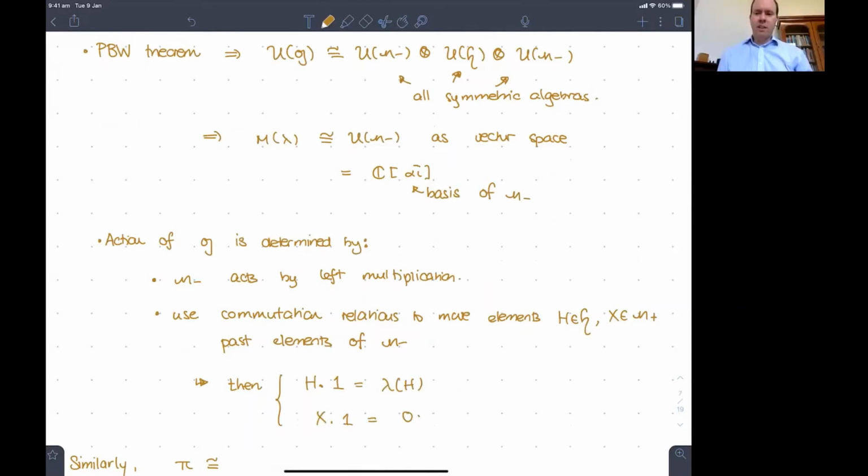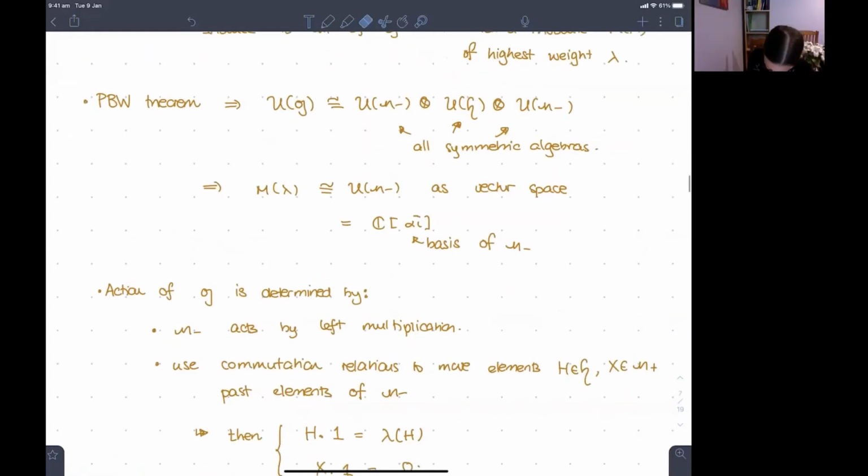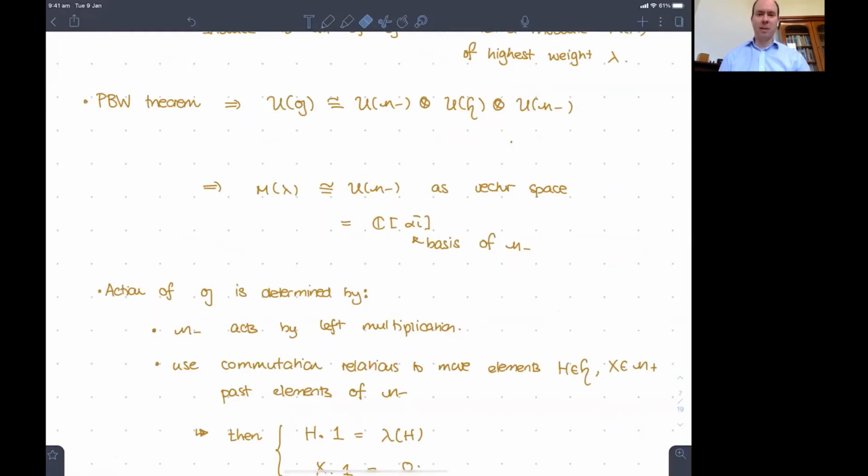Sorry, can I just interrupt? One difference between the two situations is that in the Lie algebra, n minus is not abelian. So the universal enveloping algebra of n minus is the polynomial ring as a vector space, but not as an algebra. Yeah. So when you said that n minus acts by left multiplication, if you want to put it back in terms of the PBW basis, you're still going to have to use some commutation relations. Yeah, thank you. I was sloppy.